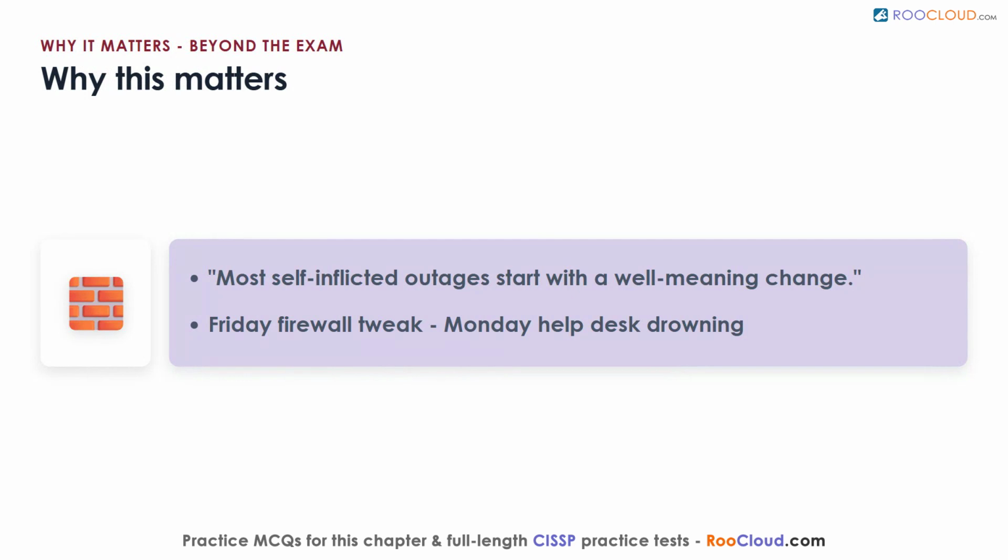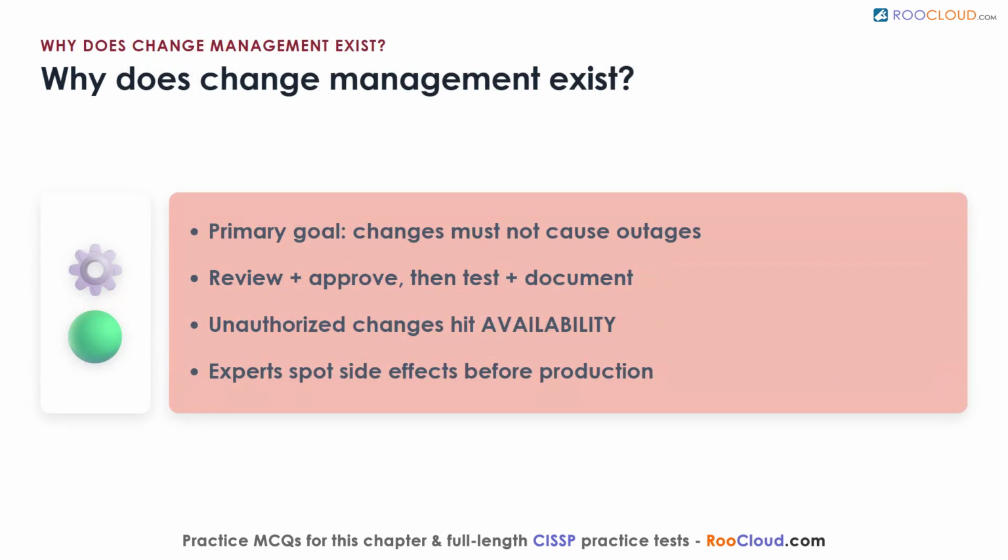Because most self-inflicted outages start with a well-meaning change. Picture an engineer who tightens one firewall rule on a Friday afternoon and quietly severs the link between a web app and its database. By Monday, the help desk is drowning and nobody knows why. Change management is the discipline that catches those side effects before they reach production and leaves a trail so you can undo the damage. So why does change management exist?